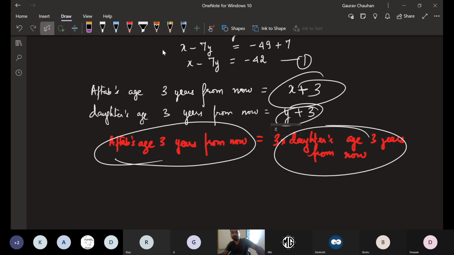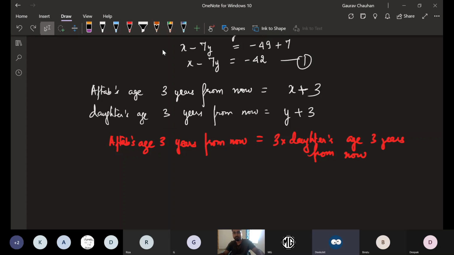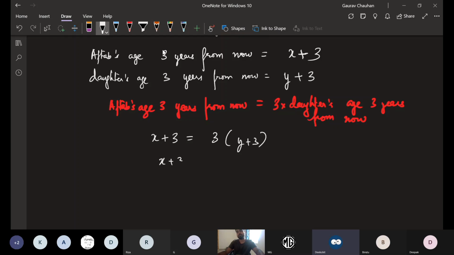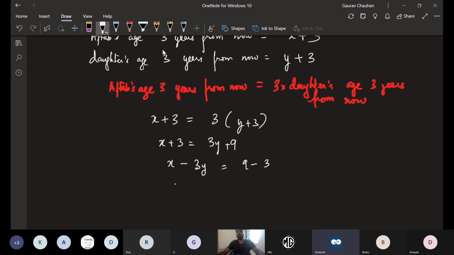Tell me, Dikshit. Sir, I think I can put this as X plus 3 is equal to 3 into Y plus 3. Right. You want to simplify this further? Yes, sir. So X plus 3 will be equal to 3Y plus 9, which is X minus 3Y will be equal to 9 minus 3, is equal to 6. X minus 3Y is equal to 6. This will be your second equation.